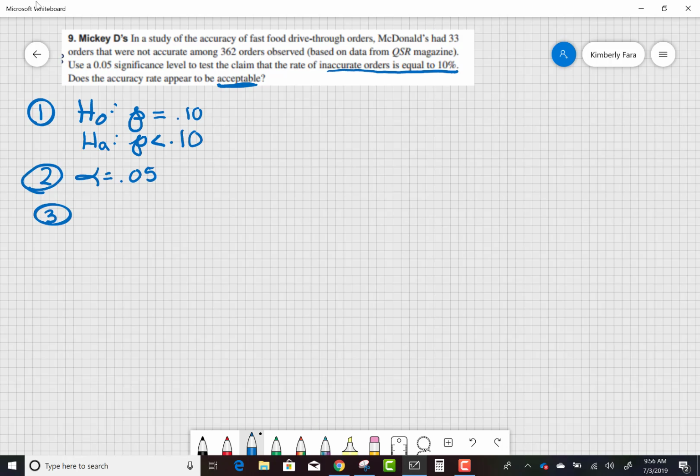And we have our data. We had 33 orders, this is our p hat, 33 orders out of 362 that were inaccurate. Okay, so now we're going to do our test, and we're going to do a z-test of proportion.